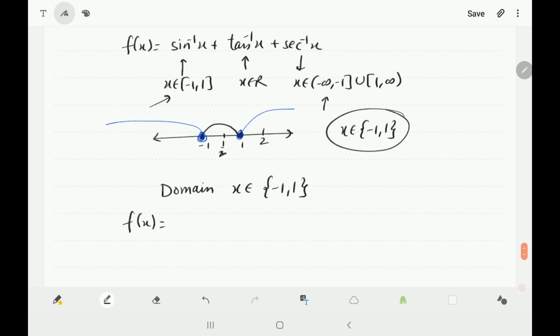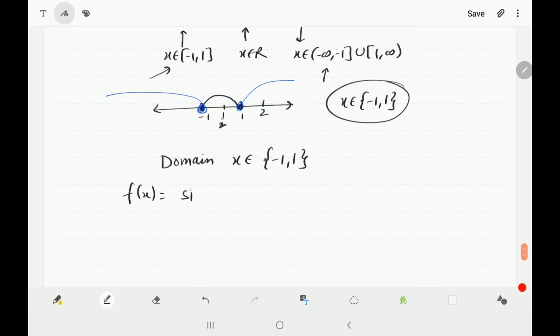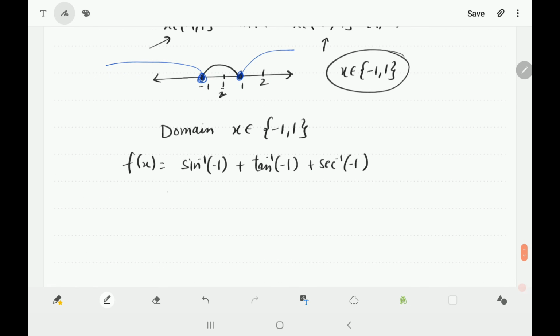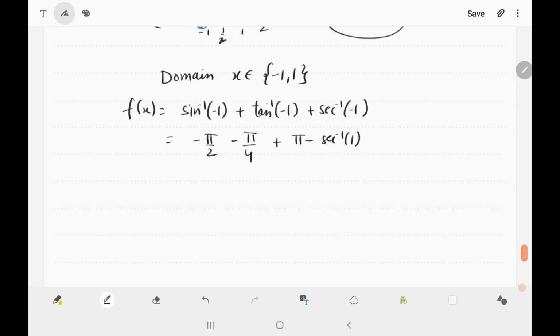We need not do any other calculation, we just have to put values. So we put sin inverse of minus 1 plus tan inverse of minus 1 plus secant inverse of minus 1. Sin inverse of minus 1 is minus pi by 2, tan inverse of minus 1 is minus pi by 4, secant inverse of minus 1 is pi minus secant inverse of 1, or you can directly write it as pi. So it will be pi minus 3 pi by 4. So the value is pi by 4. F of minus 1 is pi by 4.